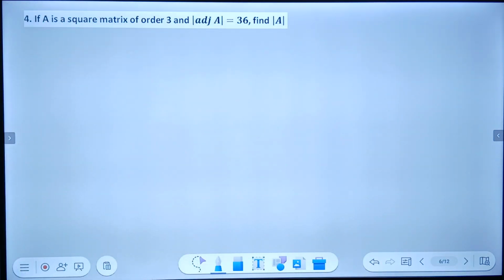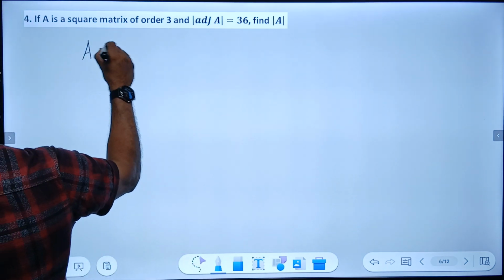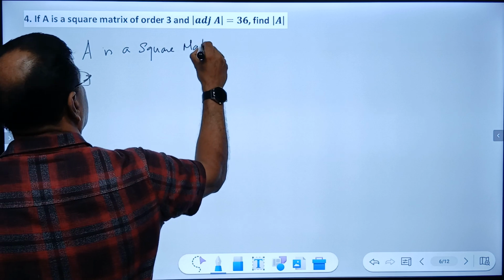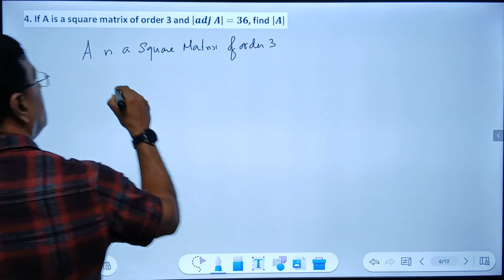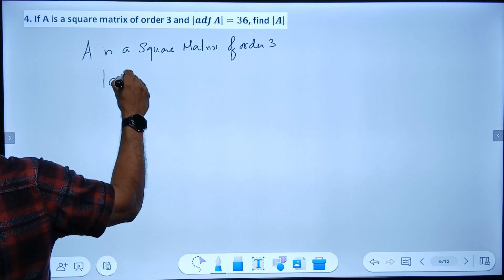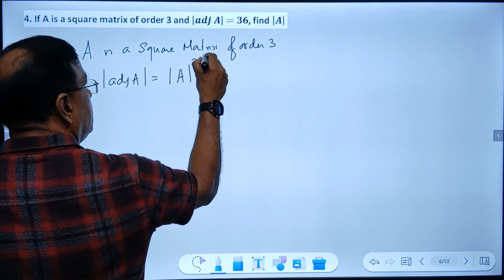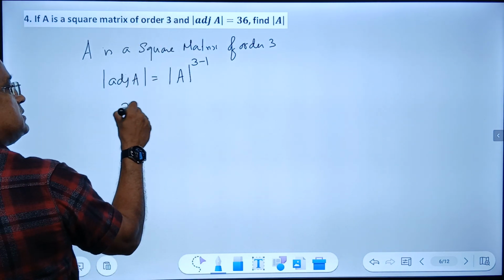If A is a square matrix of order 3, it's slightly reverse. So A is a square matrix of order 3. Then you know determinant of adjoint of A is determinant A to the power of n minus 1. Correct? But he has given determinant of adjoint of A, that is 36.